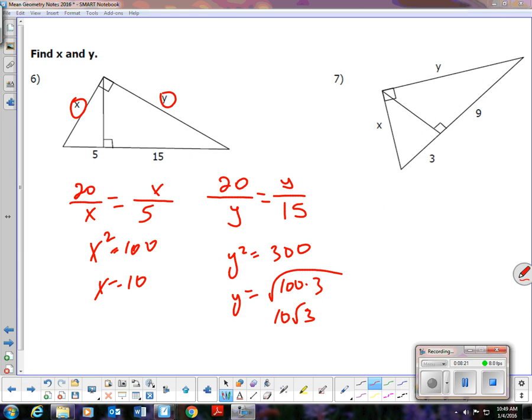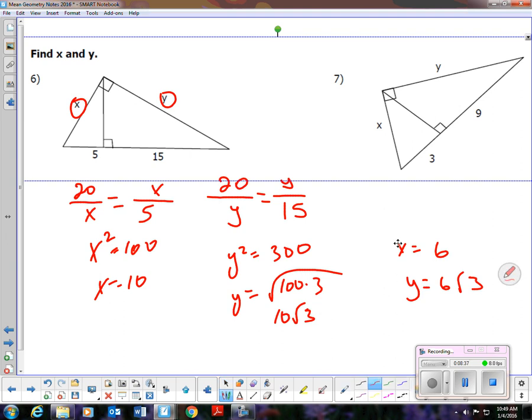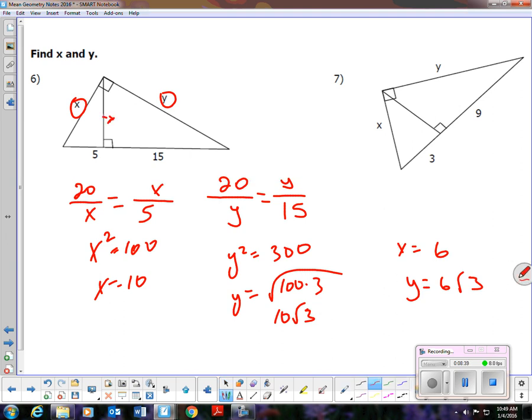Okay, so for this one, x should be 6 and y should be 6 square root of 3. All right. If you have problems with those, make sure you... Now, remember that we're finding the legs here, so we use that second corollary. When you're finding the hypotenuse on the inside here, that's when you do the first corollary. So make sure you pay attention to which one you're working each time, and make sure you know the formulas.